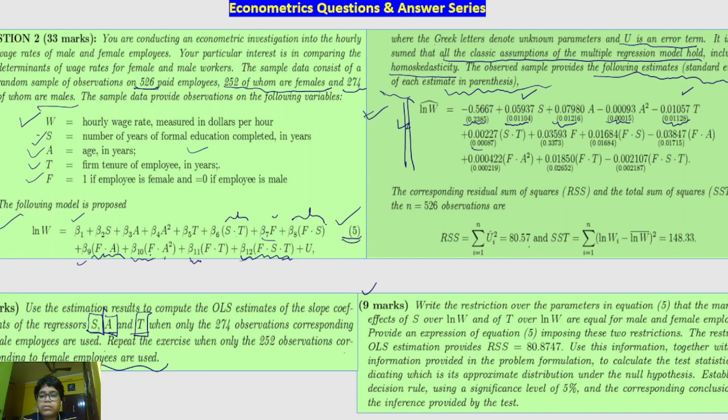So our equation will be beta 1 plus beta 2 s plus beta 3 a plus beta 4 a square plus beta 5 t plus beta 6 t s, and you are going to use the values of the F statistic. Here this is the restricted version. Restricted means the RSS you are going to use is this one, and the RSS from the normal equation is 80.57. So 80.8747 is from the restricted one, and the RSS from the normal equation is 80.57.